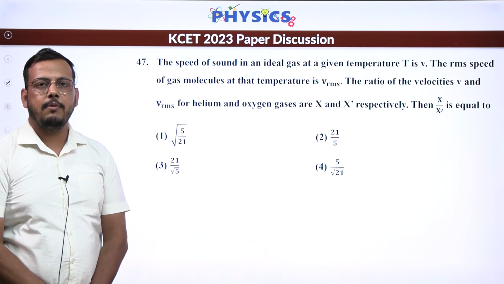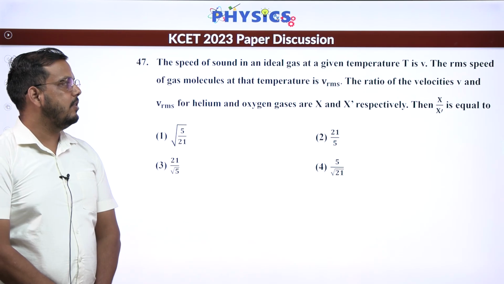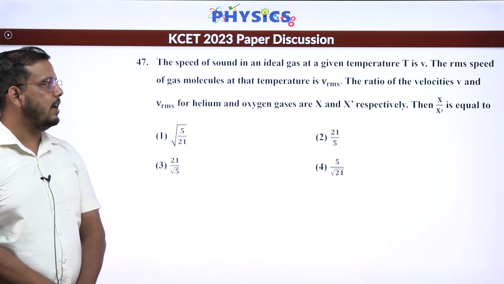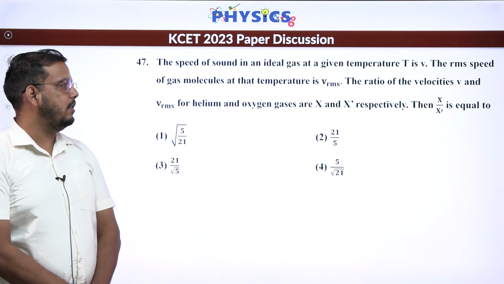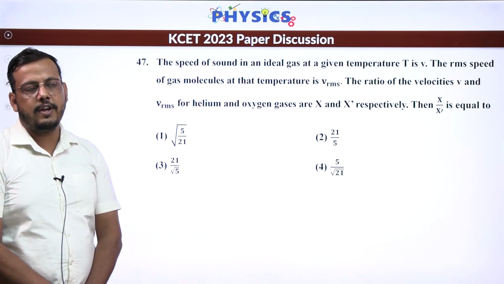Next question is question number 47. The speed of sound in an ideal gas at a given temperature T is V. The RMS speed of gas molecule at that temperature is Vrms. The ratio of the velocities V and Vrms for helium and oxygen are x and x dash respectively. Then they are asking the ratio of x by x dash.